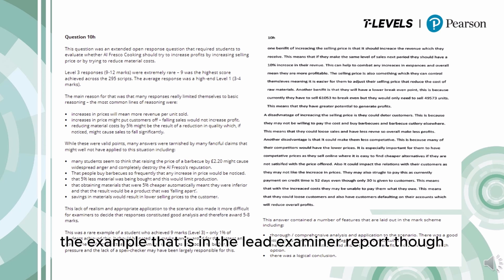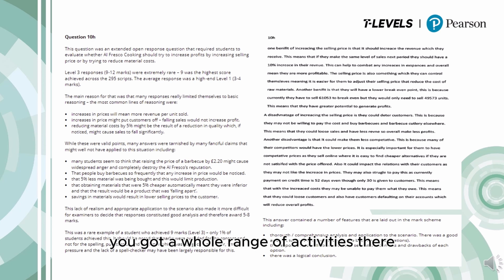You can see here that the example in the lead examiner report is the 9 marker. So only 1% of students achieved a 9 mark on this paper. Again, you can see that it says the spelling, the punctuation, the grammar are affected because of the pressure, but it's the content that matters. So you can go through with students a whole range of activities in terms of helping them to understand how to better attempt these questions.